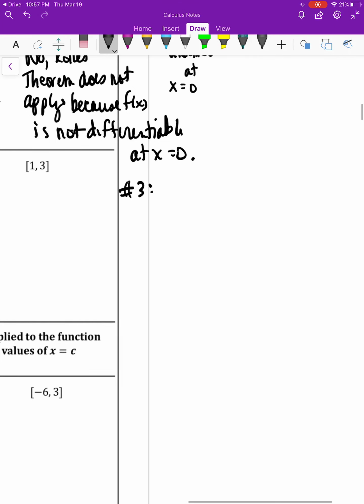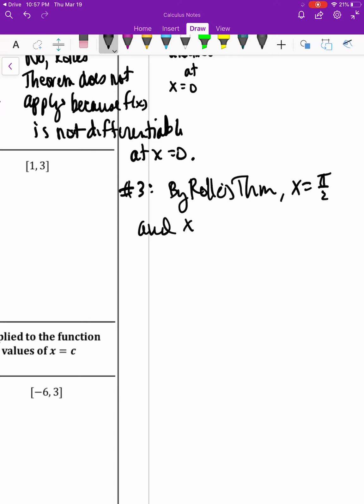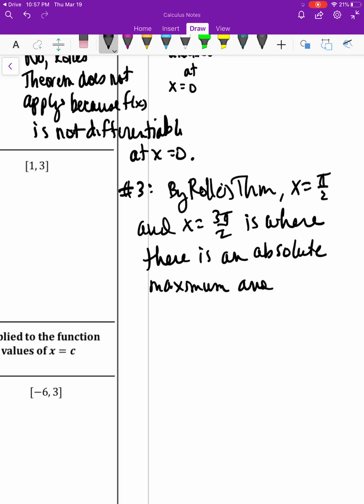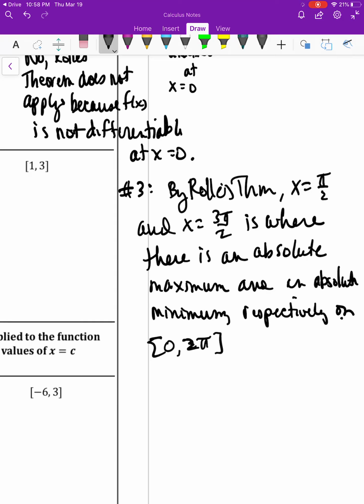This is finishing up number 3. By Rolle's theorem, x equals pi over 2 and x equals 3 pi over 2 is where there is an absolute maximum and an absolute minimum, respectively, on 0 to pi.